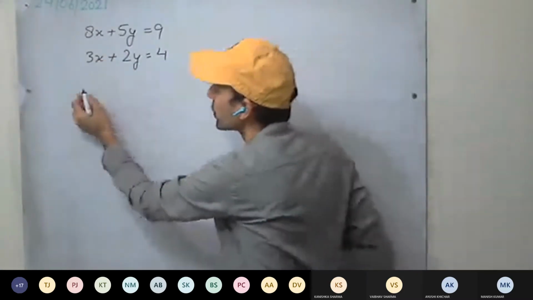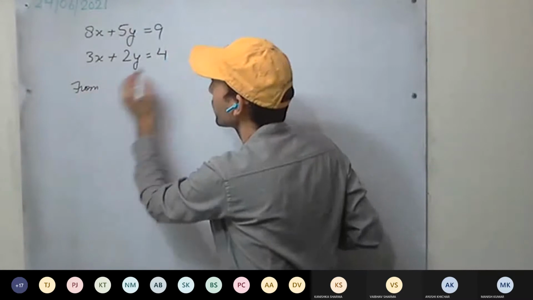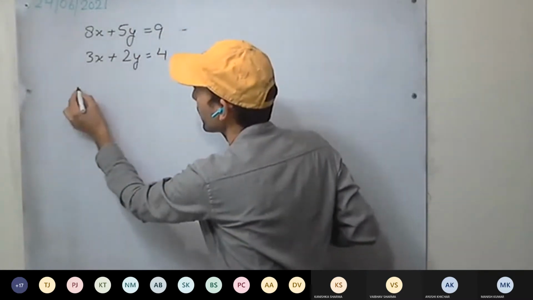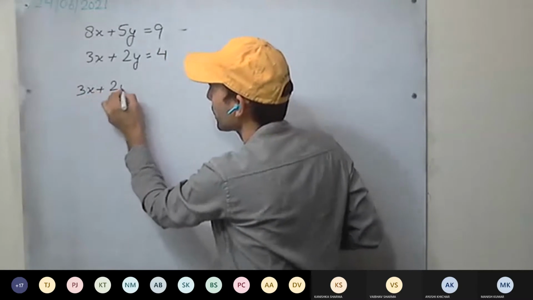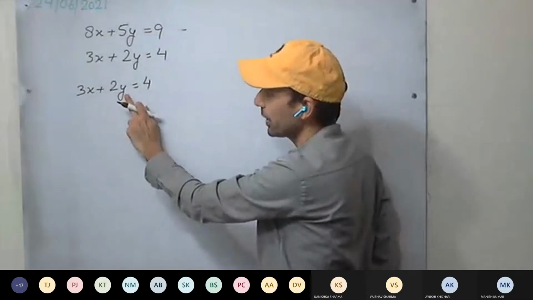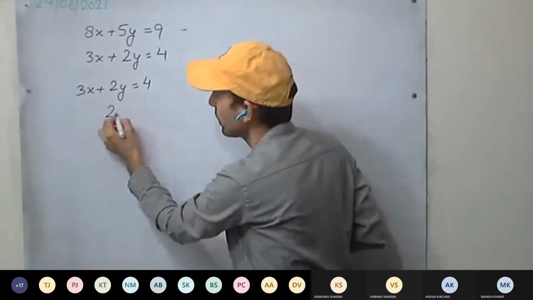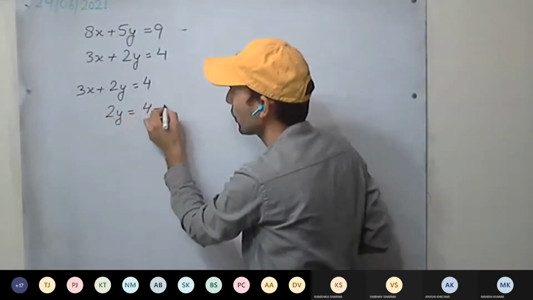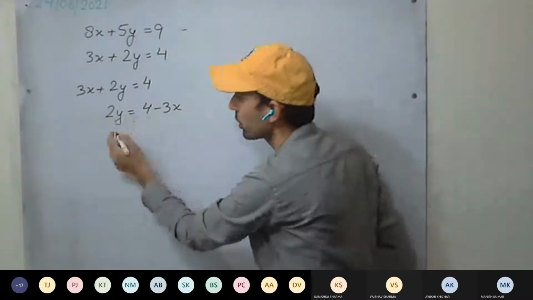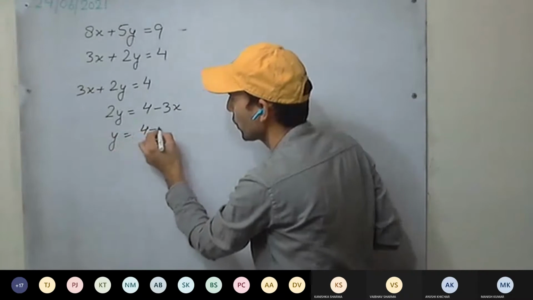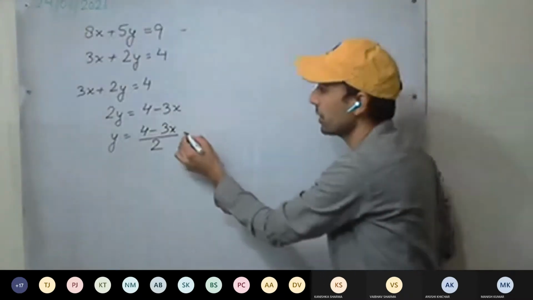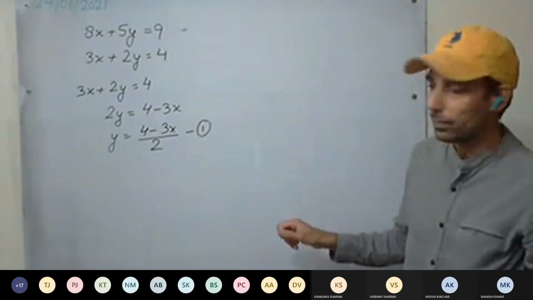First, we take the second equation: 3x plus 2y equal to 4. We are finding the value of y in terms of x. So 2y equal to 4 minus 3x. This is clear. Now y equals (4 minus 3x) divided by 2. This is our first result.